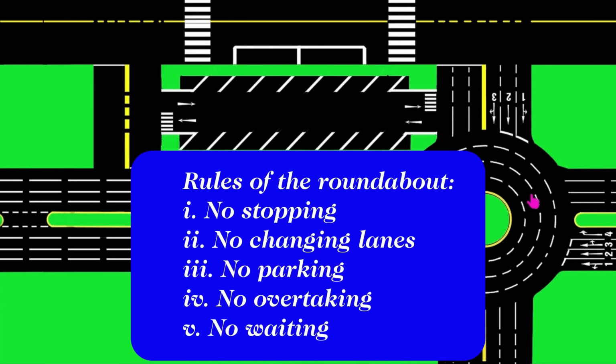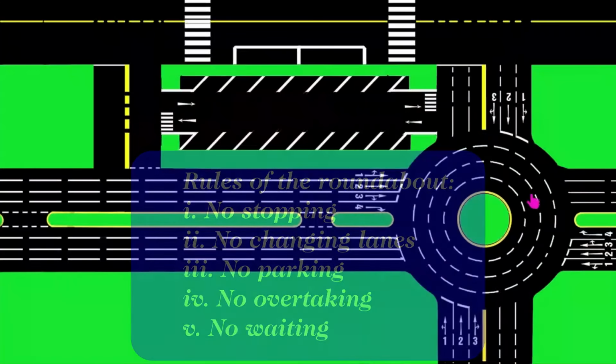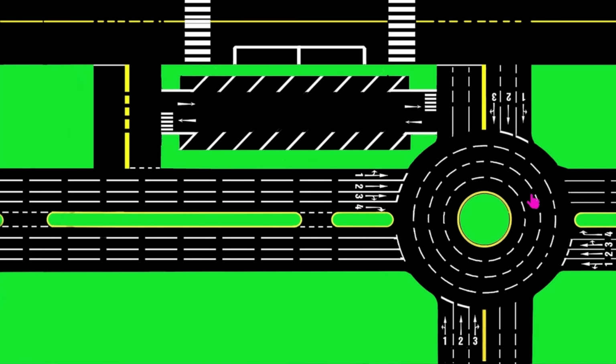Number 1, no stopping. 2. No changing lanes. 3. No parking. 4. No overtaking. And 5. No waiting. The roundabout is divided into 3 parts. The first part is called the traffic island. This is a green part at the center of the roundabout used to control the movement of the vehicles.